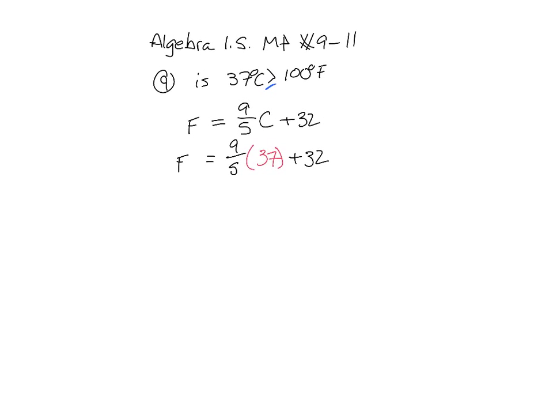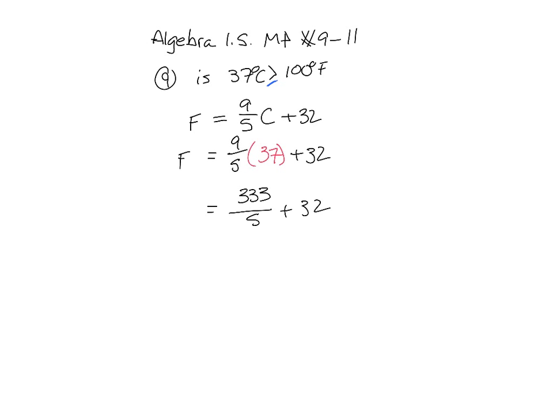So 37 times 9 on our calculator turns out to be 333 over 5 plus 32. And then we're going to divide that: 333 divided by 5 plus 32. Again, we'll just get our calculator and do it all at once. And we get 98.6 degrees Fahrenheit, which is normal body temperature. Your friend does not have a fever.